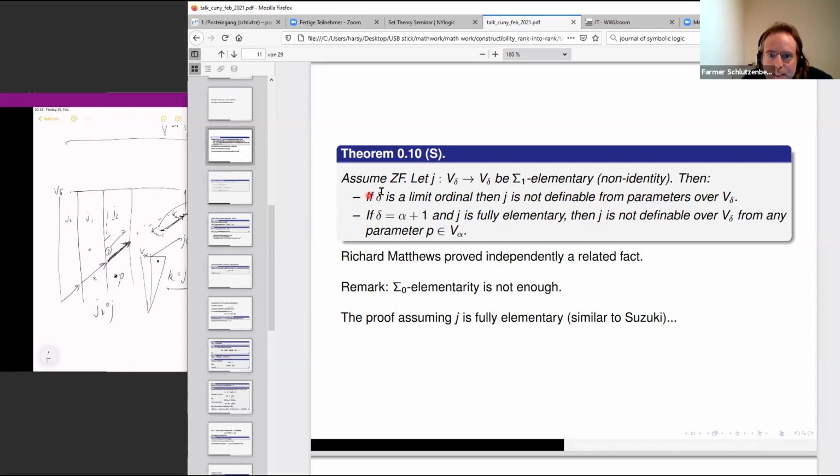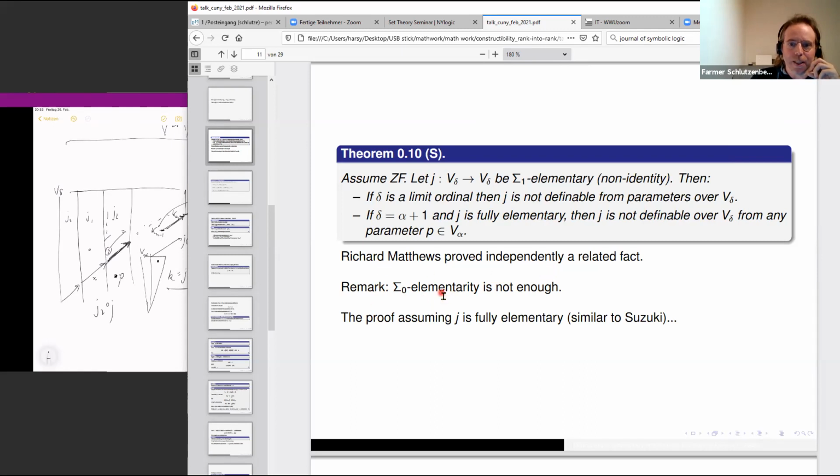Let's see, the proof of this limit, what am I going to say? Yeah, not for the fully elementary case. The proof of the fully elementary case uses a variant of Suzuki's theorem, and Richard Matthews proved independently a related fact. I don't know if you've seen this, you'll see a similar thing comes up. I'm going to mention this again a bit later because it's also related to a thing that comes up later on a bit more closely. So I'll mention that in a bit more detail later.